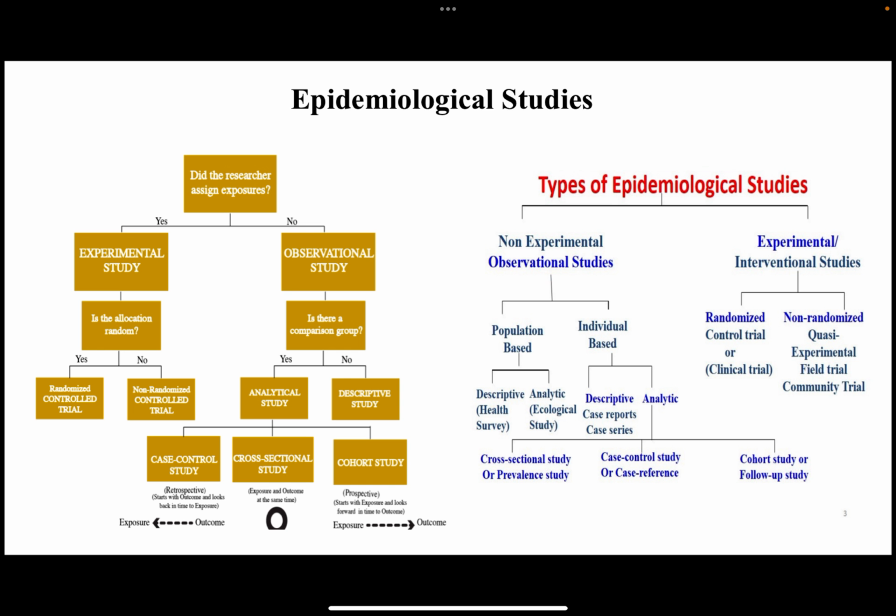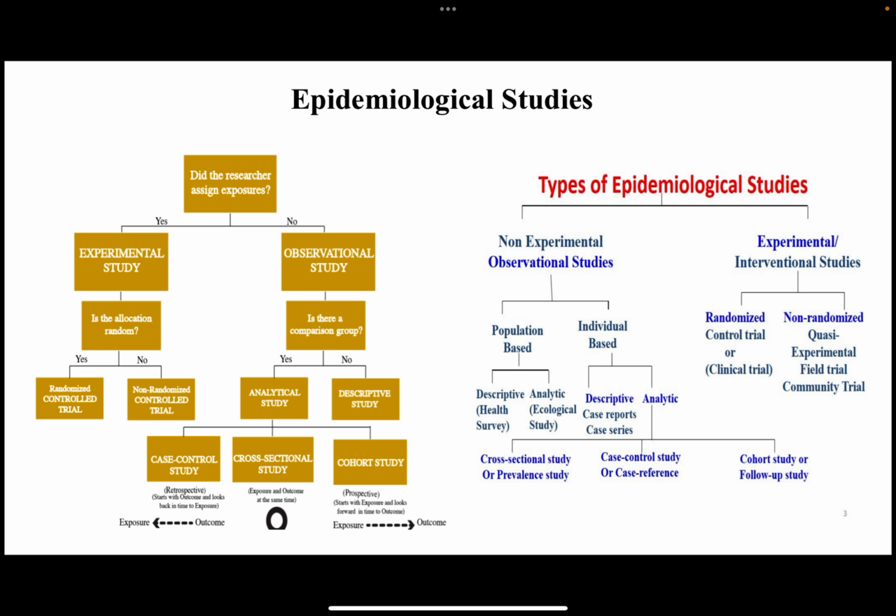Okay, now with analytical studies, we can have three forms of analytical studies. We can have case control, where you study people backwards in time. So case control, we can also call it retrospective studies. Then we can have cross-sectional study, whereby you study at the same time. You study both the exposure and the outcome at the same time. But in case control, you start with the outcome, then you look backwards to get exposures.